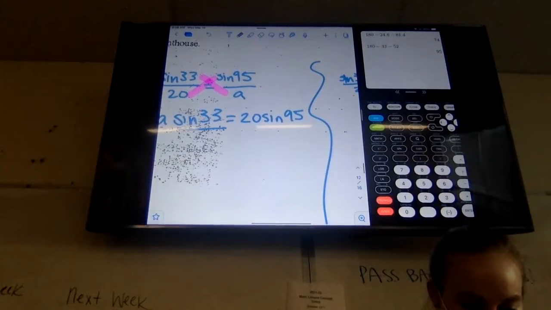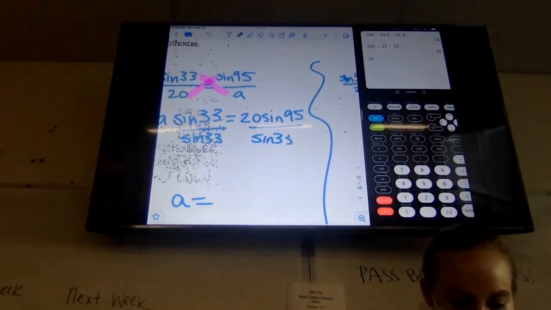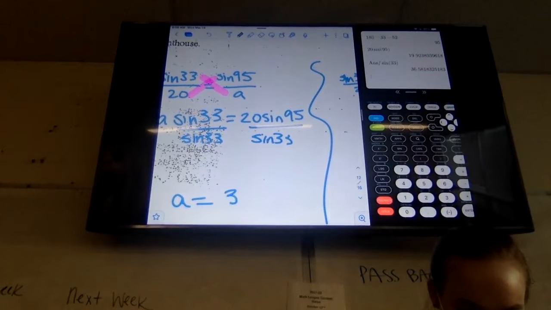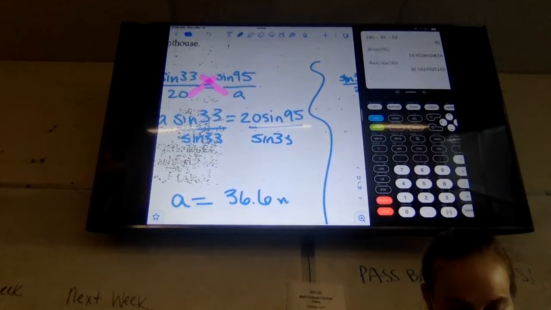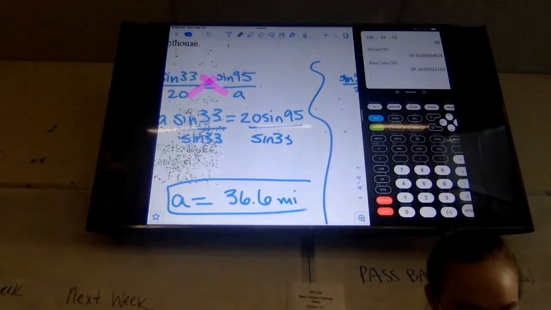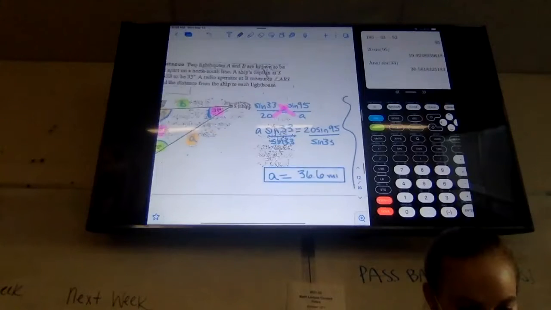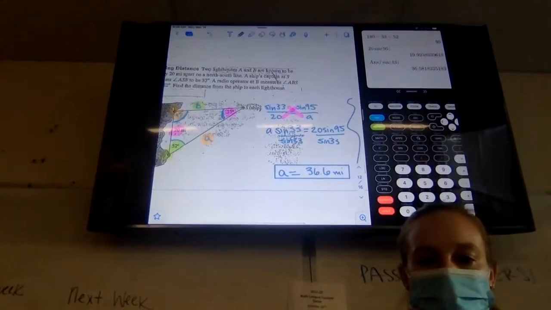All we need to do is divide by sine 33, and I will just go ahead and put that straight in my calculator. And that equals 36.6. I believe that's in miles. Take a second, make sure that you have that.